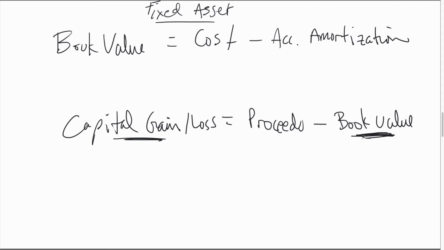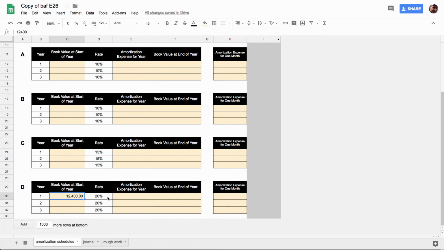So let's try some amortization with that in mind. So if this is our original book value, because we have no amortization at the start of the year, then our expense is going to be, if you follow the formula for declining balance, the book value times the rate, which is usually given in a grade 11 question. So that would be $2,480 a year. The book value at the end of that year is the original cost minus what's been amortized, which is $9,920.